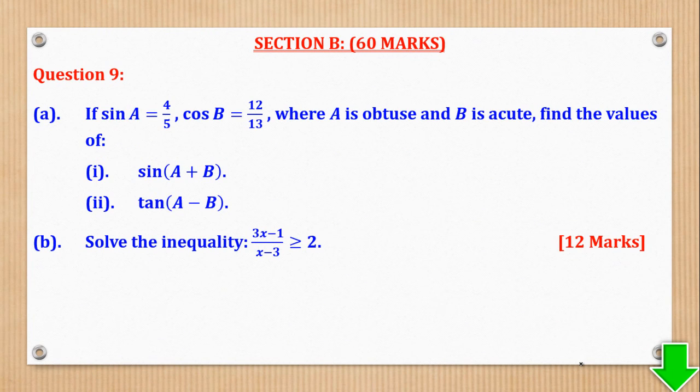That was section A. Now we shall go to section B, which contains questions that each have 12 marks, a total of 60 marks. Part A says if sin A is that, and cos B is that, where A is obtuse. Note this word, A is obtuse, and B is acute. Find the values of sin(A+B) and tan(A-B). So let's start with part A first.